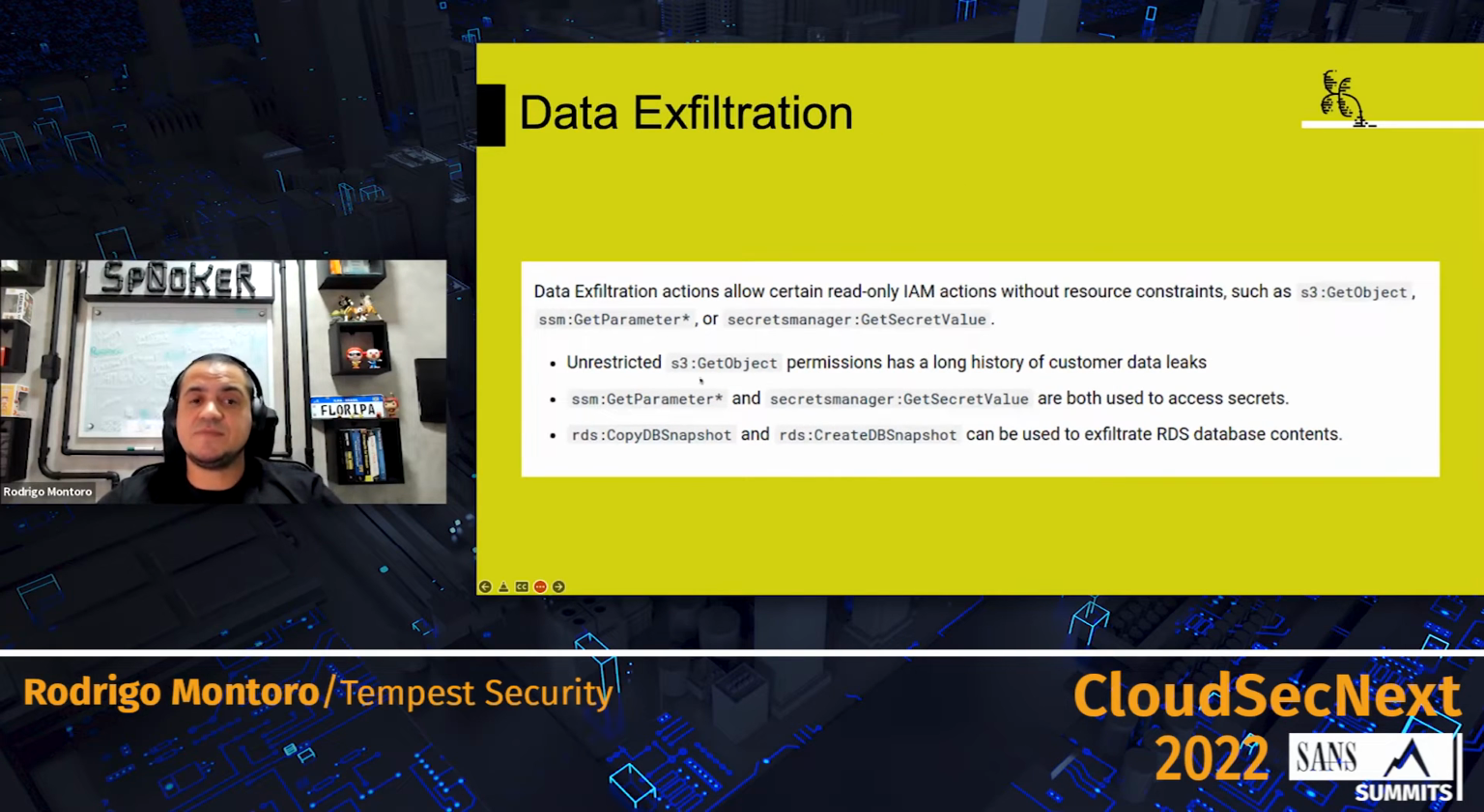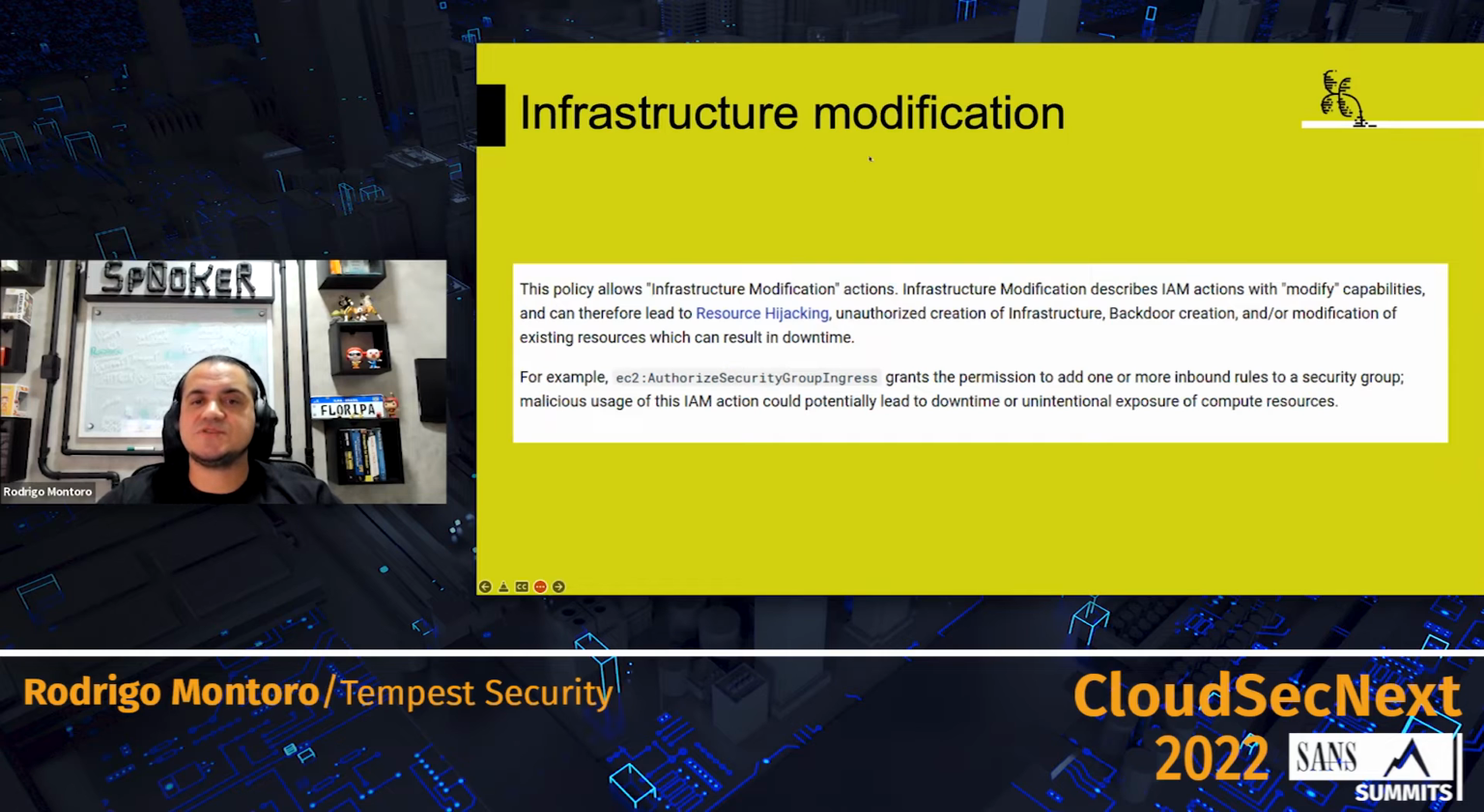Data exfiltration, for example, S3 GetObject, that allows you to access some S3 information. So it all depends, like if you have the resource star, you could have access to any object inside any bucket. And so for that exfiltration, and so infrastructure modification.